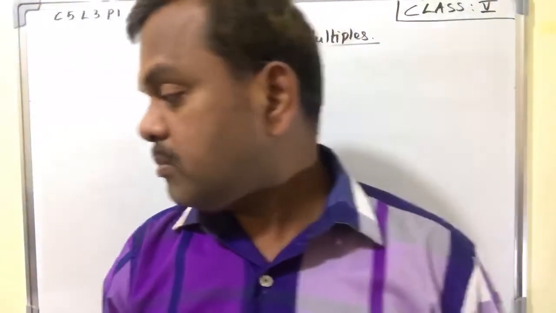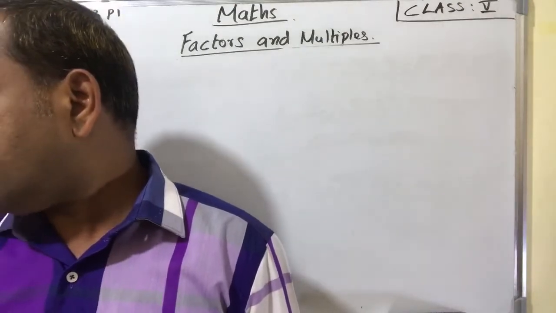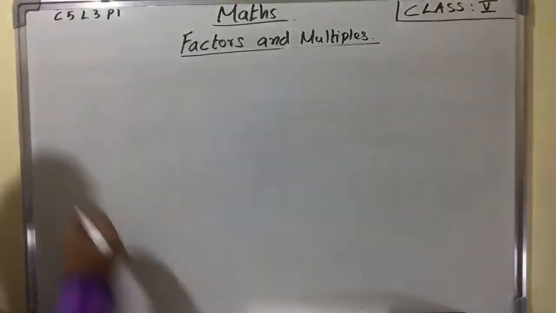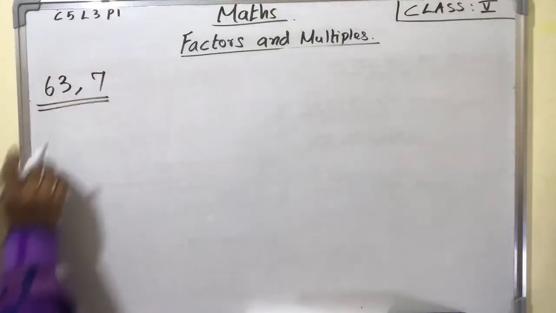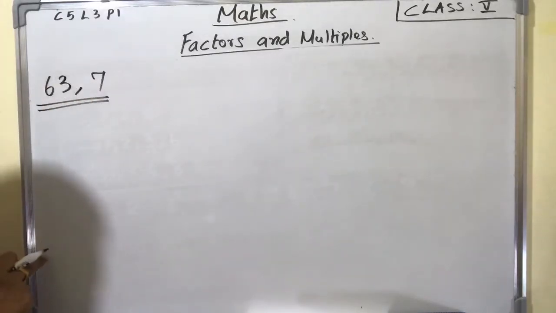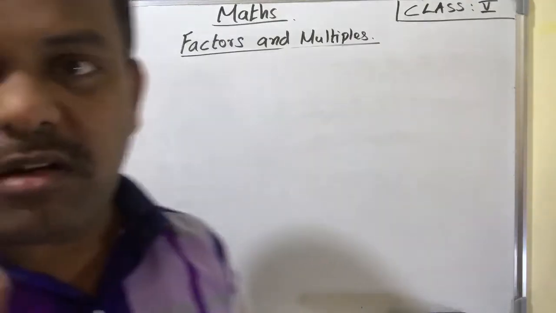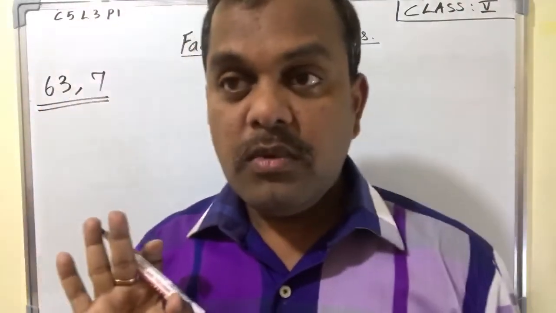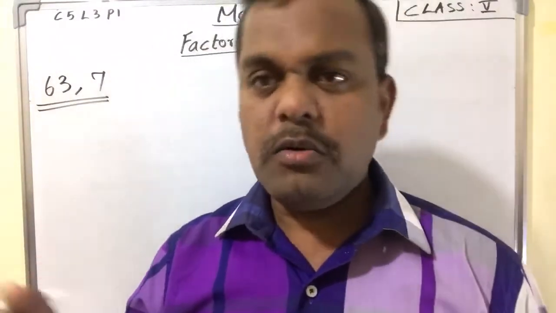From your book, page number 31, recall exercises. Check if the first number is a multiple of the second number. 63 and 7. Check if 63 is a multiple of 7, whether this is correct or not. It is given in your book. If it is yes, simply write yes. If it is no, you can write no.